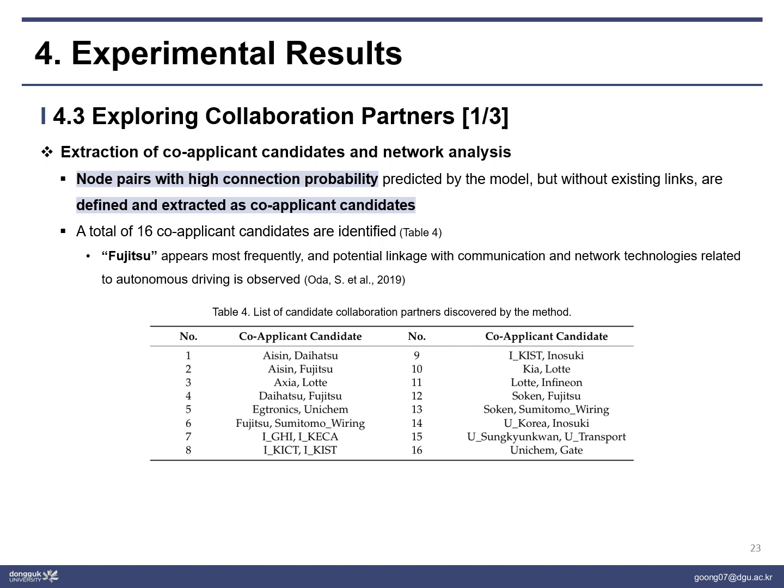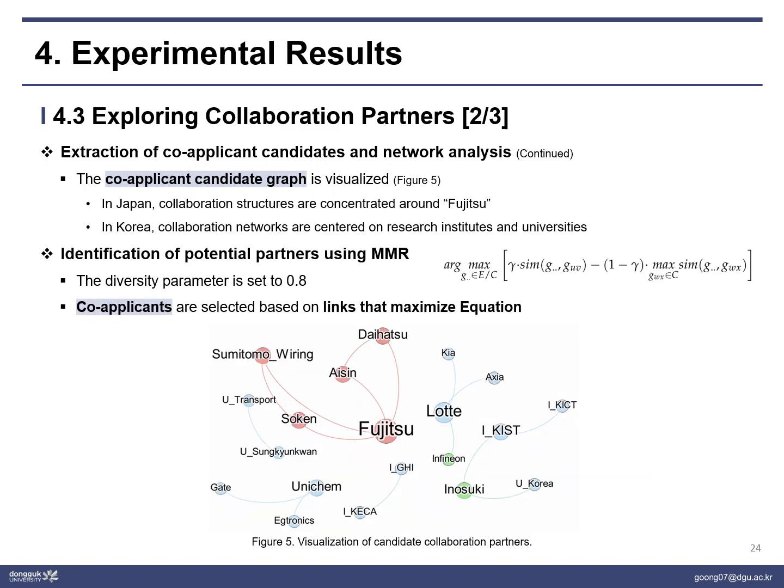Pairs with a high possibility of connection, even though no actual link exists, were defined and extracted as candidate co-applicants. Based on this, the candidate co-applicants shown in table 4 were derived. The candidate co-applicant graph was visualized.